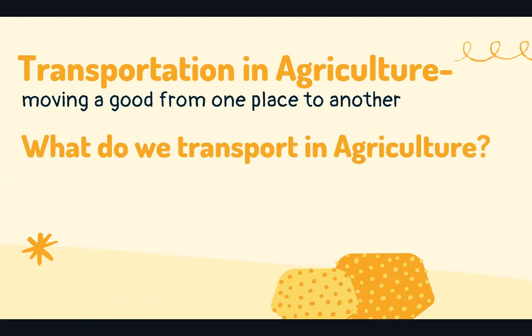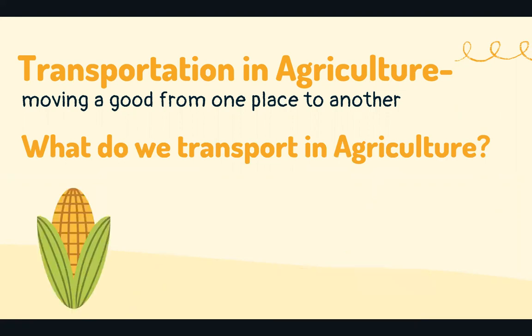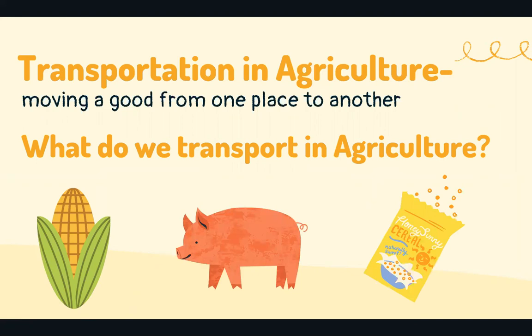But what all do we transport in agriculture? Well, I can tell you it's a bunch of things. Here are a few examples. Plant products like corn, soybeans, fruits, and vegetables, animals like pigs, cattle, chickens, and others, and processed food products that are moving food from a factory or store to a home.